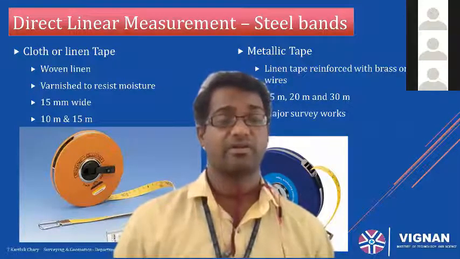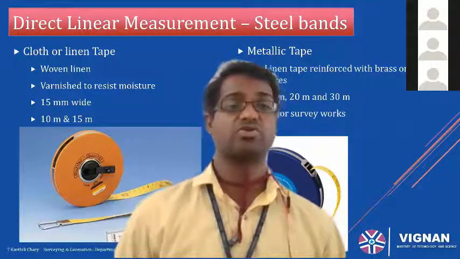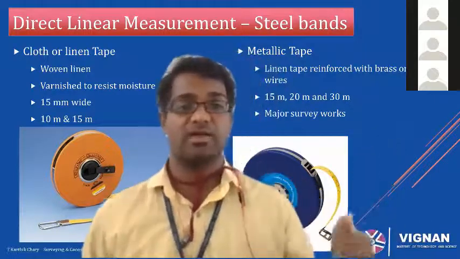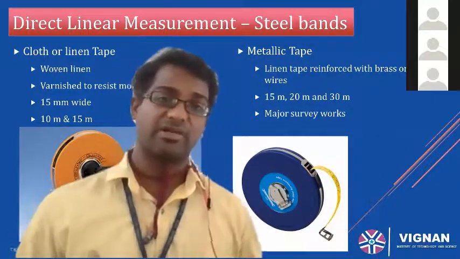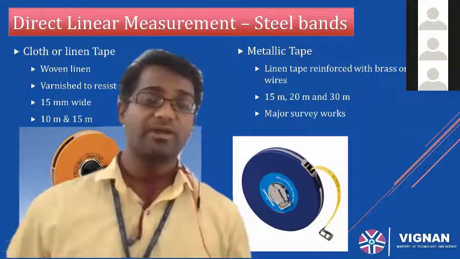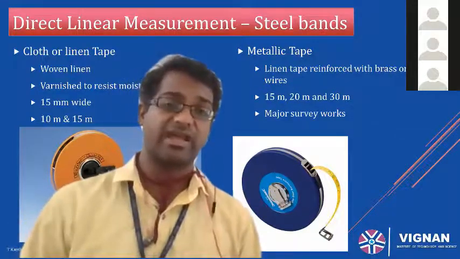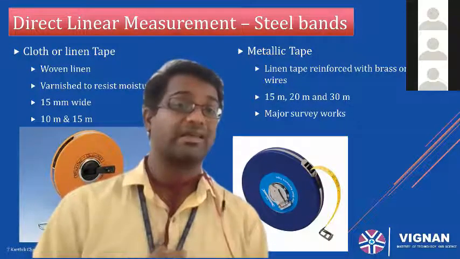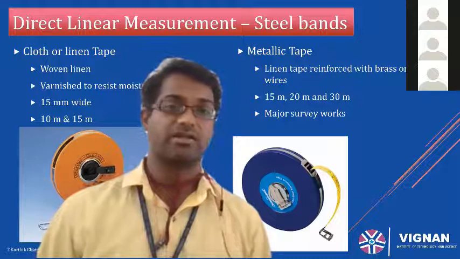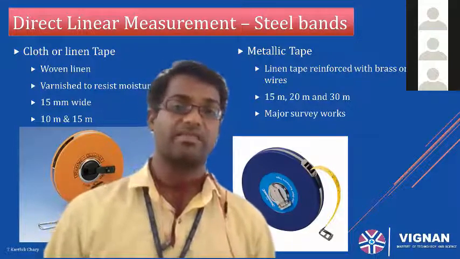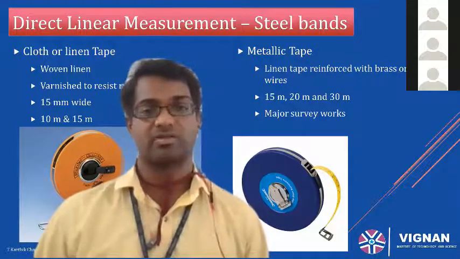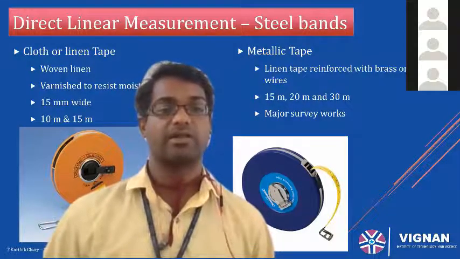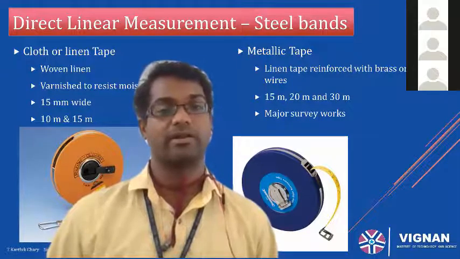So people came across this, and they have introduced a tape called metallic, right? In the metallic tape, the linen is not completely replaced with metal. Rather, the linen inside is reinforced with brass or copper wires, right? You cannot tear it, whereas linen you can tear it. You cannot tear it because inside there are brass or copper wires. So now it gives much more resistance when compared to linen or a woven cloth tape.